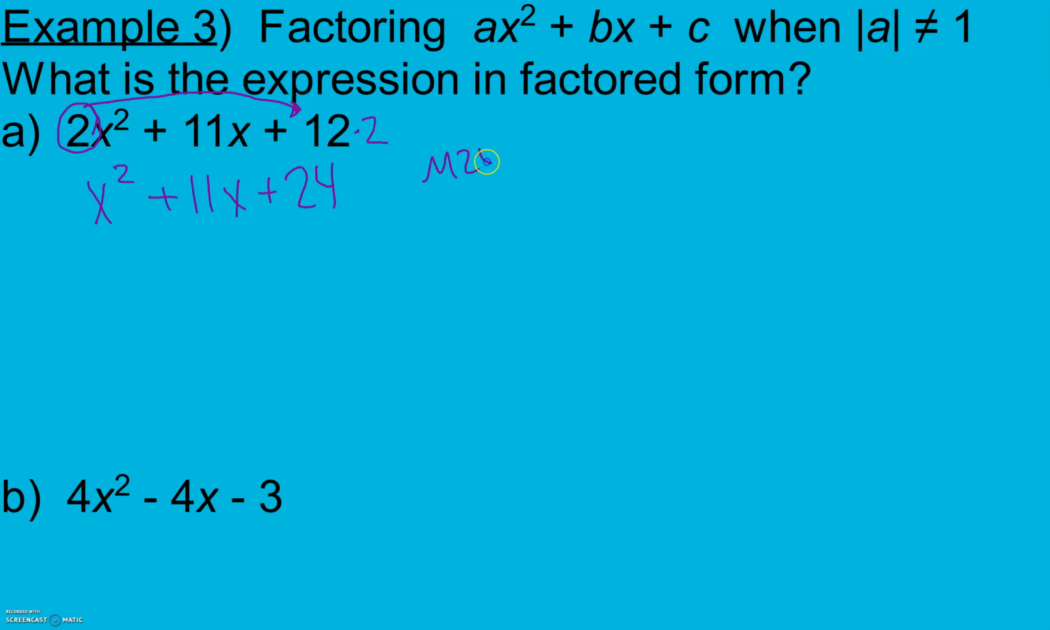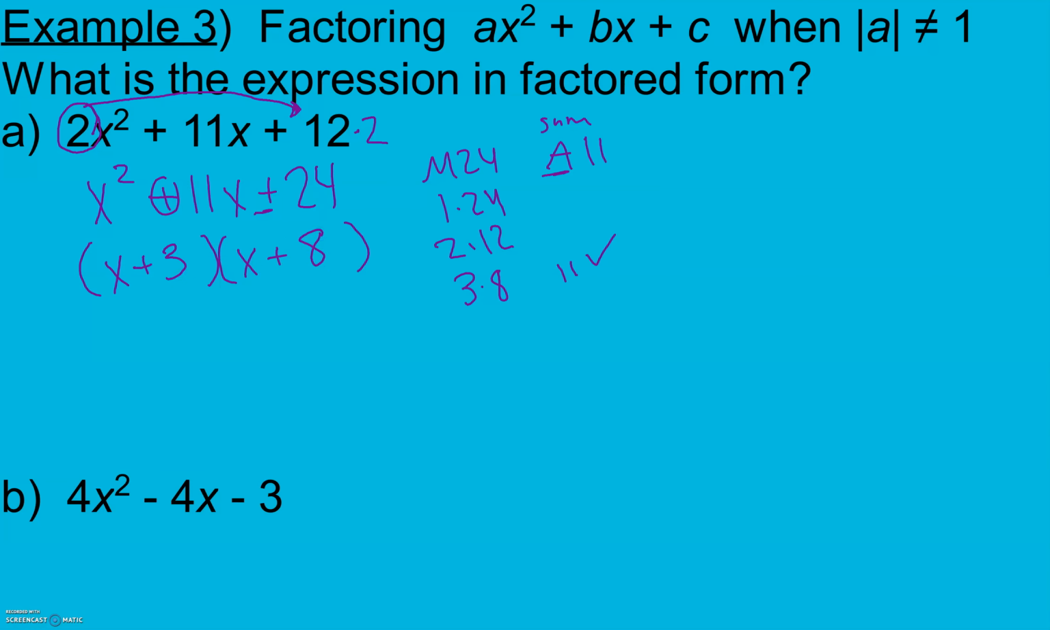I'm going to multiply to 24, add to 11. My options are 1 and 24, 2 and 12, 3 and 8, add to 11. So 3 and 8 are what I'm going to use. Since I added here, I found the sum, my signs are going to be the same here, both positive. So I plug in my 3 and my 8.